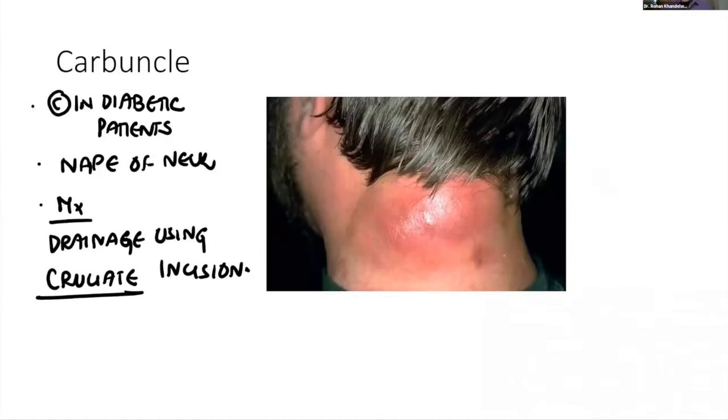Carbuncle is common in diabetic patients, and the classical area is the nape of the neck, behind the neck. That is the classical area. You can have multiple pus oozing points and we need to carry out drainage. The question which has been asked in the exam, what incision is made? We make a cruciate incision to drain a carbuncle.